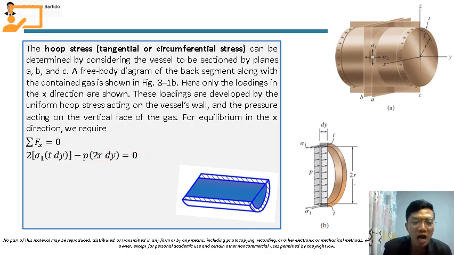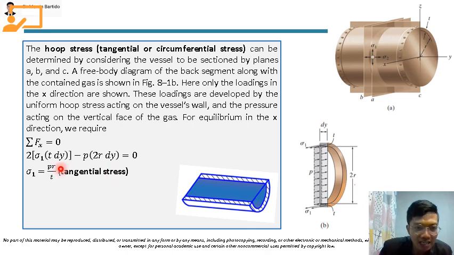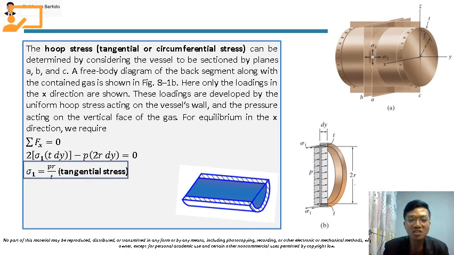Solving for sigma 1, which is the tangential or circumferential stress, we can cancel out dy, and the 2 will also be canceled. So this becomes pr over t. That is sigma 1, the tangential stress acting on the wall of this segment of the vessel.